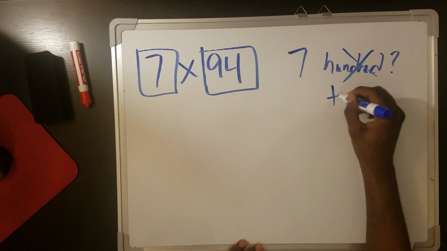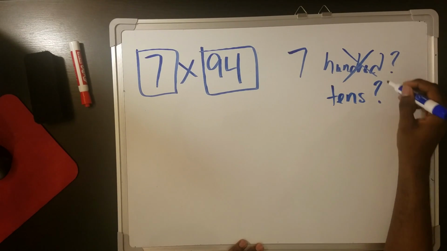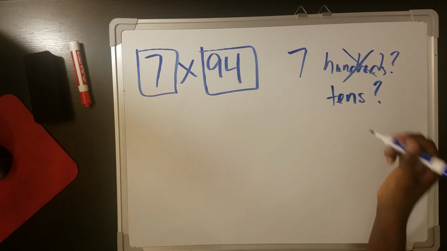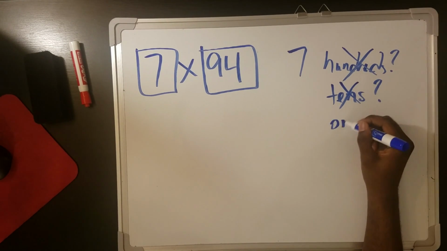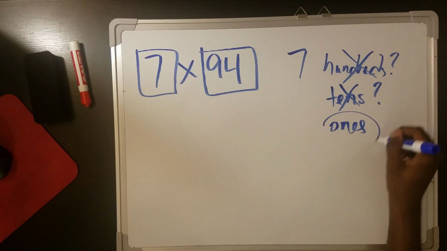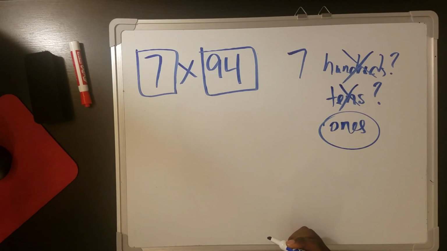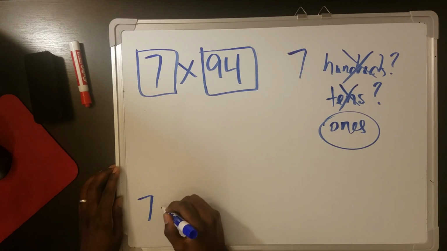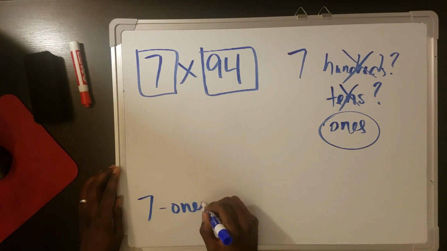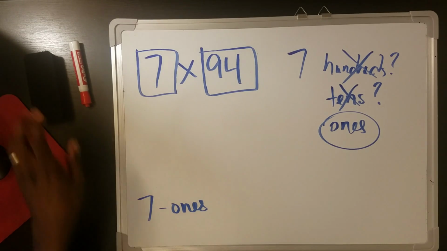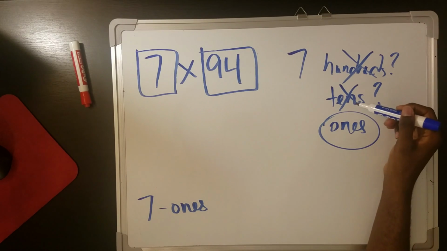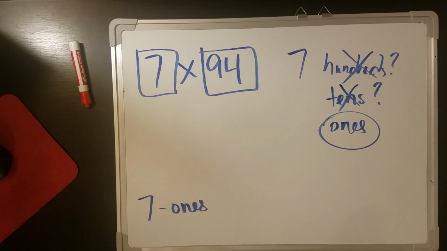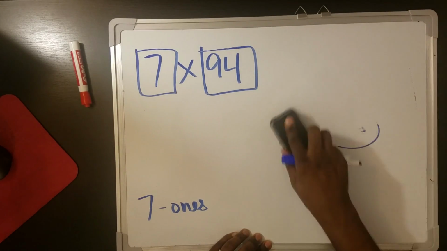Do we have a tens place? No. 7 is too small for a tens. So what are we left with? The ones place. Perfect. So we know our 7, we're going to put this in the corner right now, has a ones place, and we'll come back to that. So 7, too small for hundreds, too small for tens, so we have a ones.